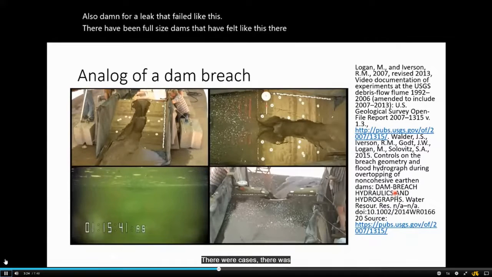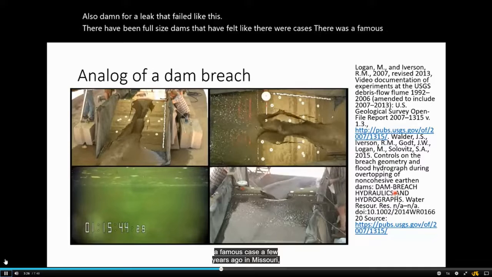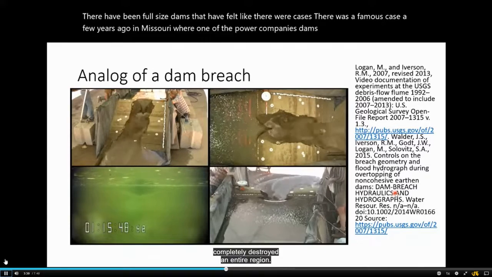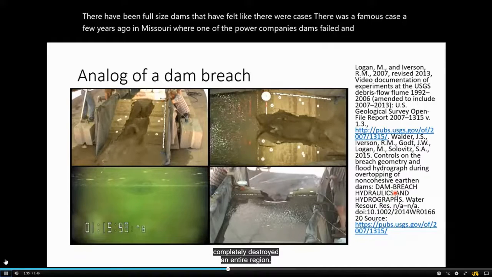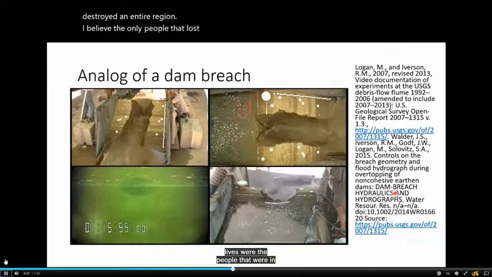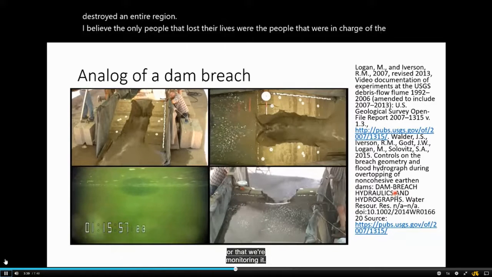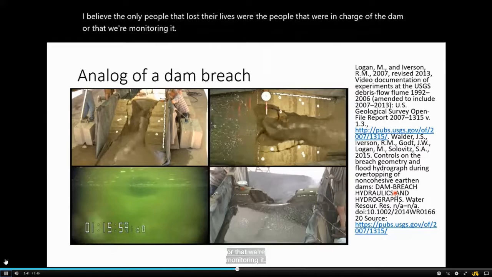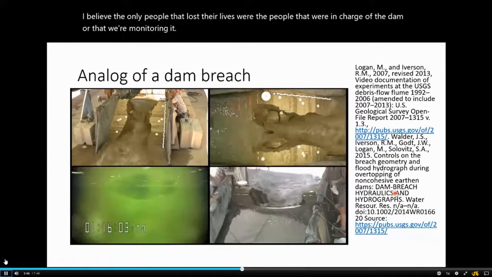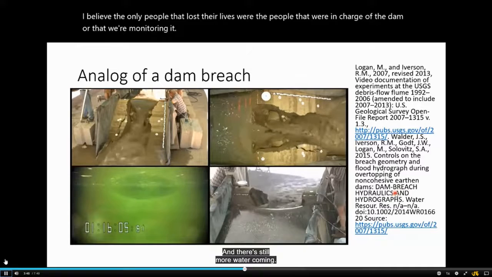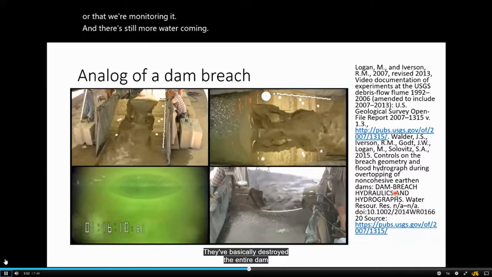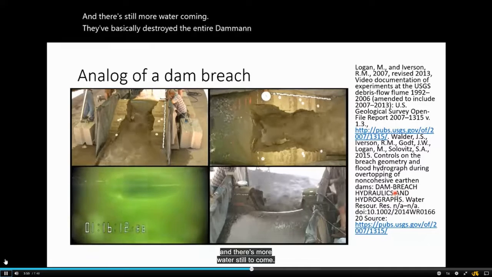There was a famous case a few years ago in Missouri where one of the power company's dams failed and completely destroyed an entire region. I believe the only people that lost their lives were the people that were in charge of the dam, or that were monitoring it. And there's still more water coming. They've basically destroyed the entire dam, and there's more water still to come.